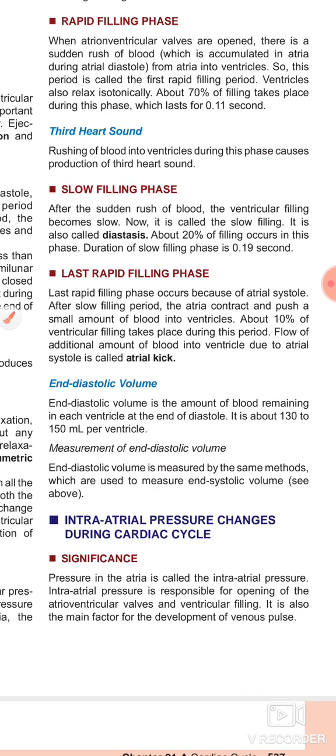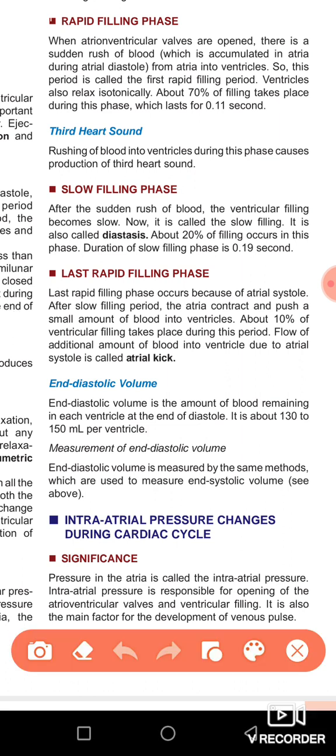Last is the last rapid filling phase. The last rapid filling phase occurs because of atrial systole. Now your atria are going to contract. After the slow filling period, the atria contract and push an amount of blood into the ventricles. Now what is going to happen when the atria first contract? No, the atrium is not going to contract first. Just due to the opening of the valve, all the blood from your atrium moves down to your ventricle.